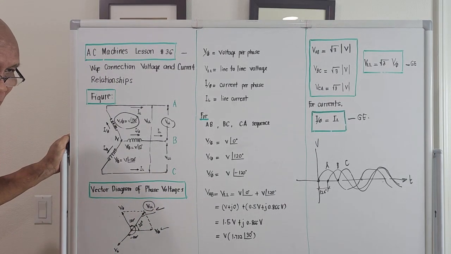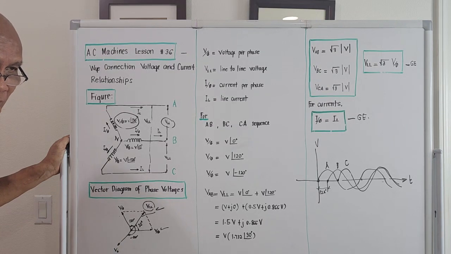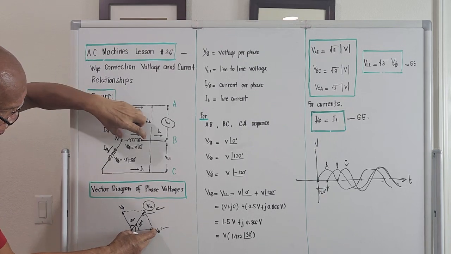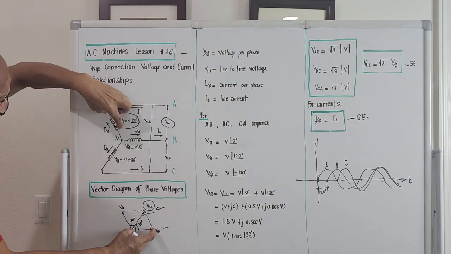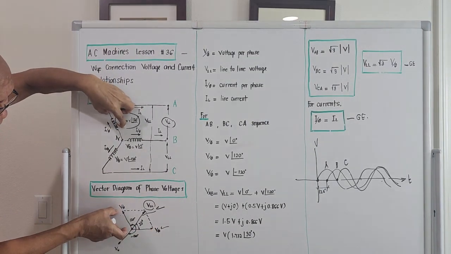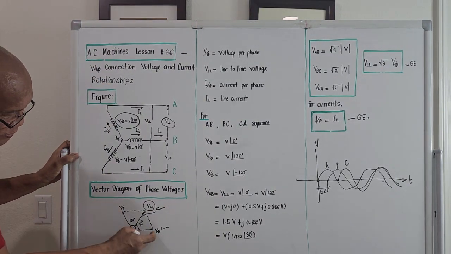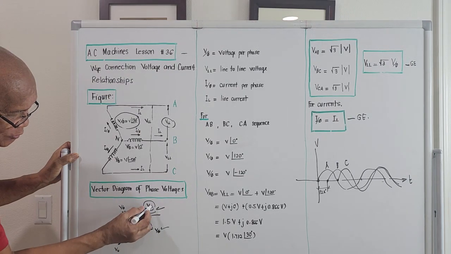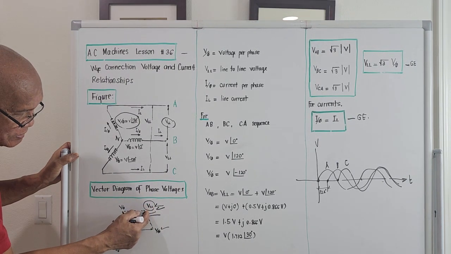We add it vectorially. It seems we are adding two real numbers. It is not, because voltages are comprised of real and imaginary parts. So we are adding it vectorially. The vectorial sum of the voltage across this, which is this, plus the voltage across this, which is this, should be this one here. And we call that one line-to-line voltage.